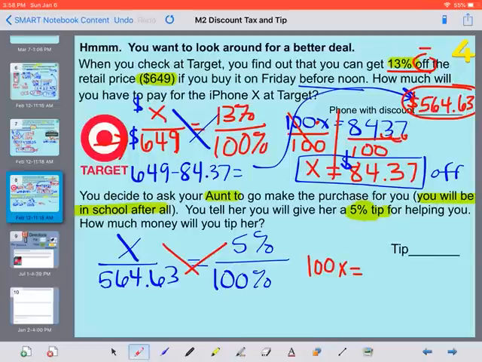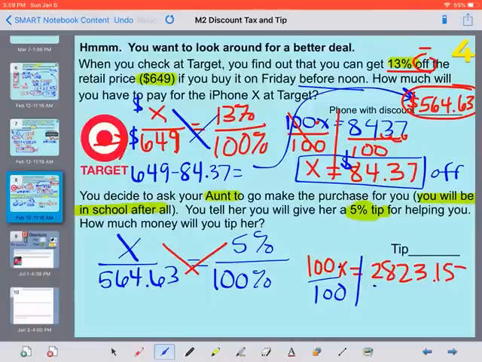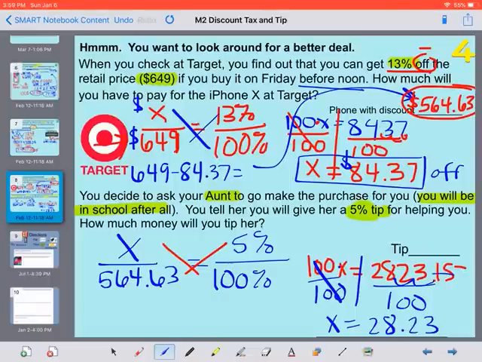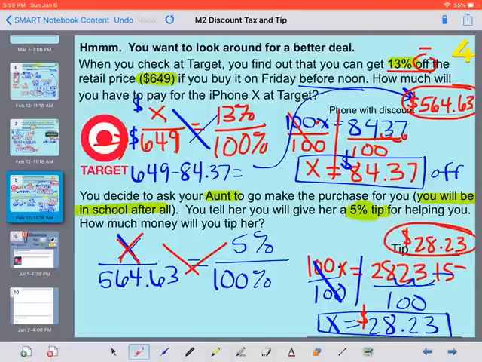And then 564.63 times 5 is 2823.15. I'm just using my calculator. And then dividing by 100 because it's multiply, we divide. Moving our decimal really just 2 spots to the left when we divide, making it smaller. 28.23. I'm going to ignore the last 2 decimals because we're talking about money. So what was 5% on the top? That 5% was really $28.23. So that's how much you would tip your aunt.